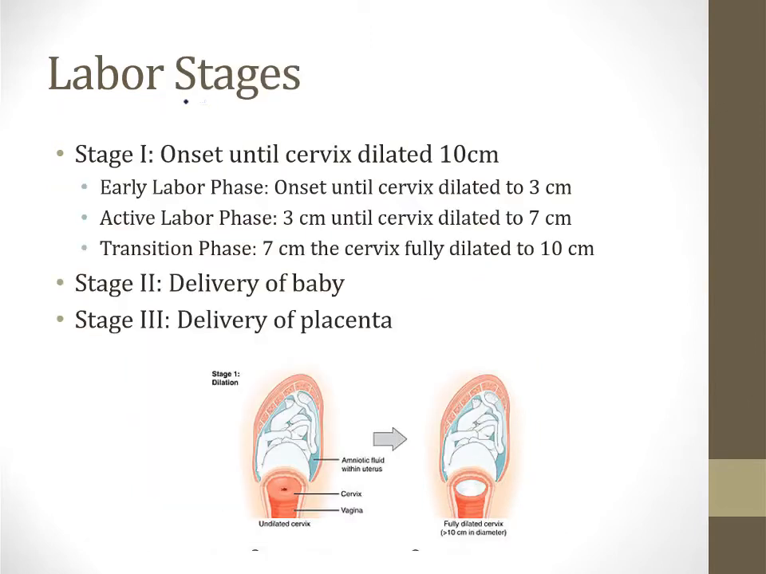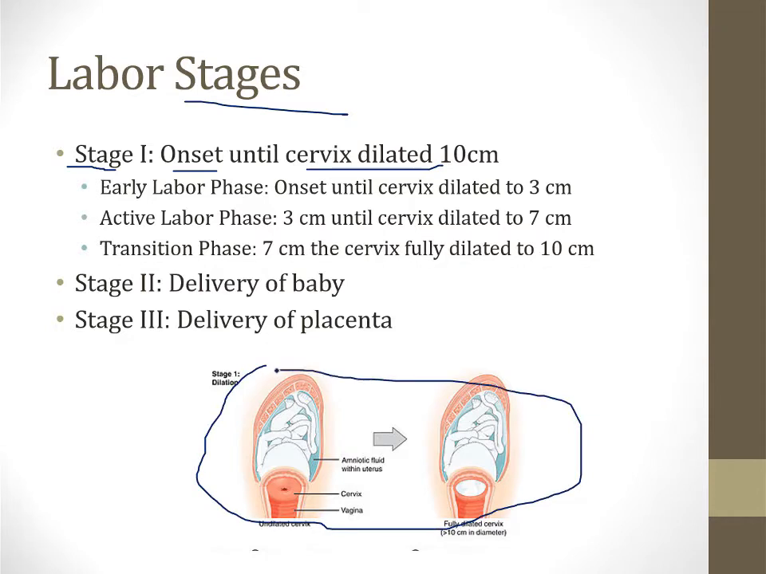Labor is divided into stages, and this often comes up in the step one exam. It's very easy points. You just have to be able to name or identify the stage of labor that a woman is in. So stage one of labor is from the onset when the contractions begin until the cervix is dilated to 10 centimeters. That's this process we're talking about here at the bottom of the screen.